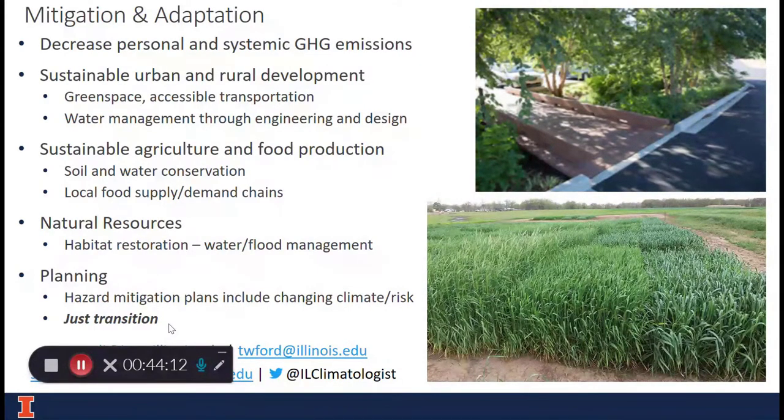So again, when we think about this carbon footprint, our personal contribution, quote unquote, to climate change, if you were to ditch your car, maybe you don't have the resources to buy an electric car, so you ditch your car. How is your livelihood going to change? Is that even a feasible option? For the vast majority of us, it's just not. But when we think about rural and suburban and urban development, having accessible, sustainable transportation or access to that transportation can be really important for us to live a lower greenhouse gas lifestyle. As well, water management through engineering and design.